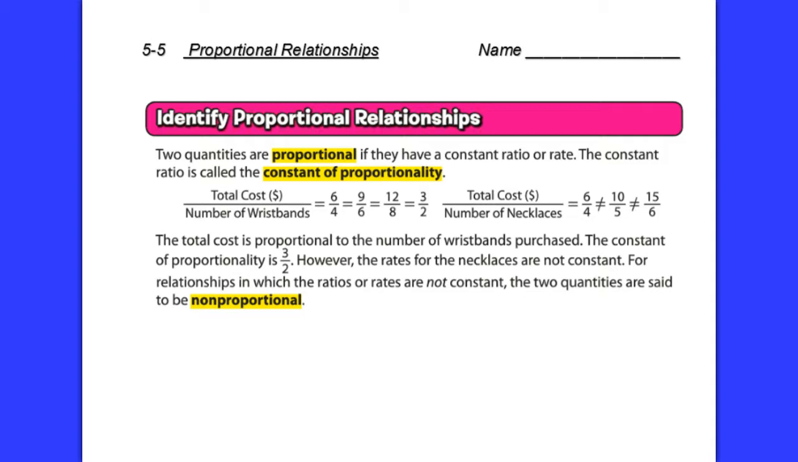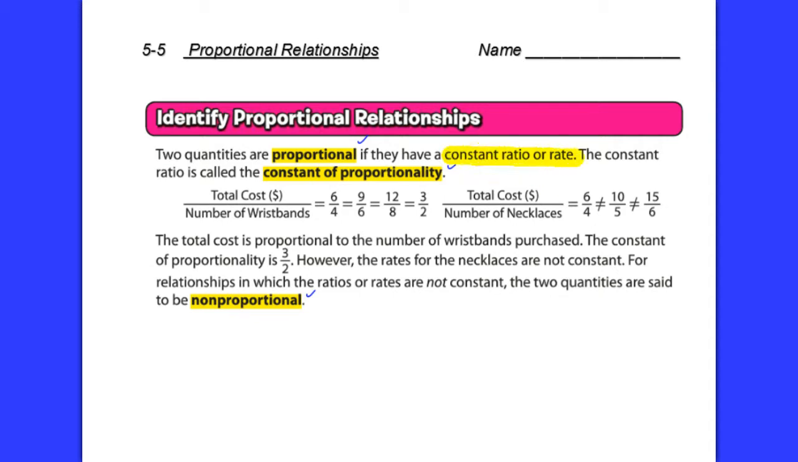You can see this is just one page of notes here, but there's a lot in here as we discuss basically the three words that you see highlighted here: proportional, constant of proportionality, and non-proportional. Simply put, I need you to be able to identify if two quantities are proportional. They are proportional if they have the same ratio or rate. I'm going to show you how to find that.